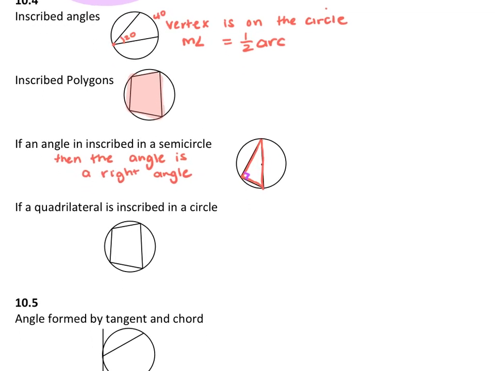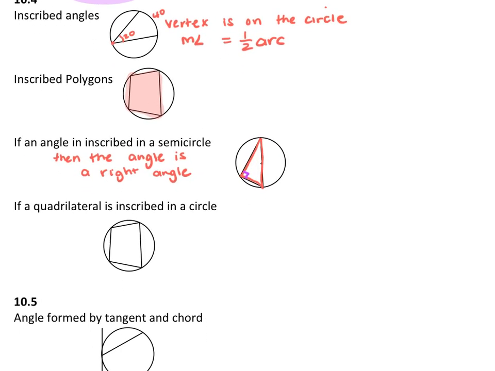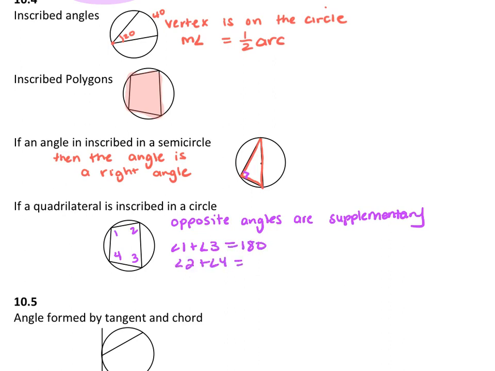Then came the quadrilateral inscribed in the circle. So if a quadrilateral is inscribed in the circle, then opposite angles are supplementary. So angle 1 plus angle 3 would equal 180. And angle 2 plus angle 4 would equal 180.